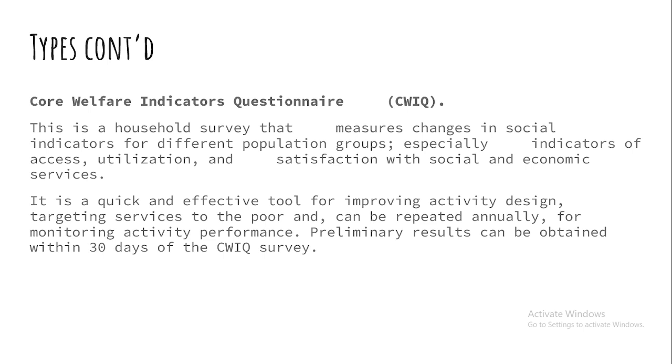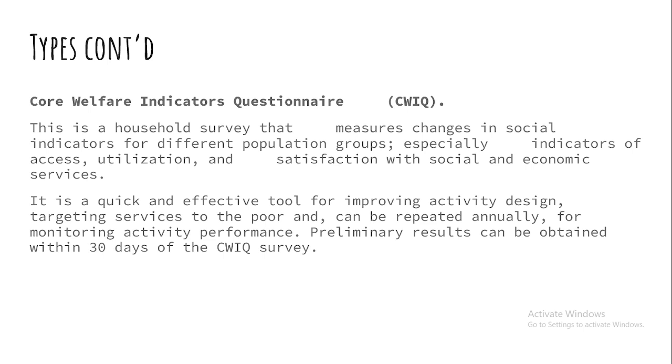This is a household survey that measures change in social indicators for the different population groups, especially indicators of access, utilization, and satisfaction with the social and economic services. It's a quick and effective tool for improving activity design, targeting services to the poor, and can be repeated annually. For monitoring activity performances, preliminary results can be obtained within 30 days of the CWIQ survey.